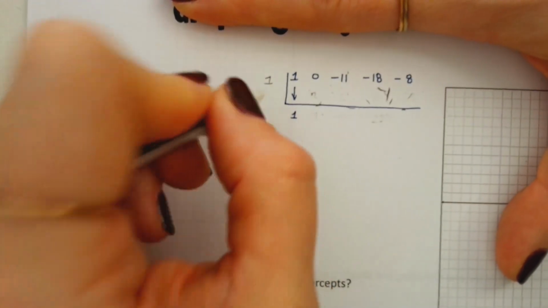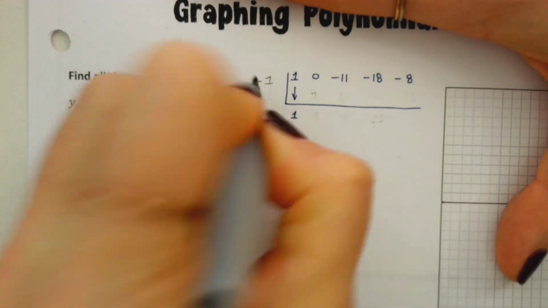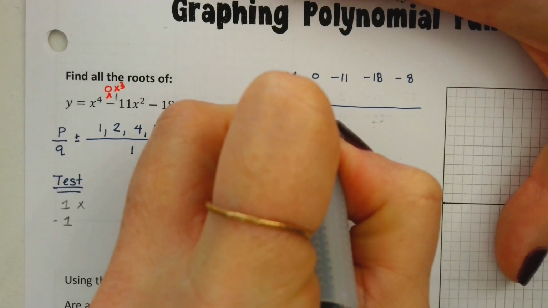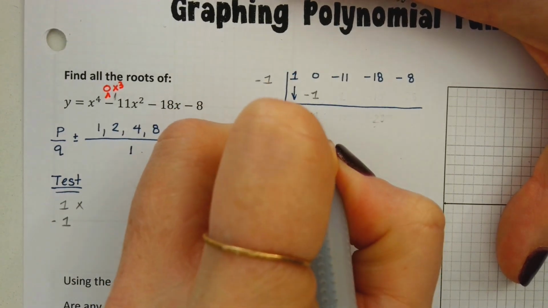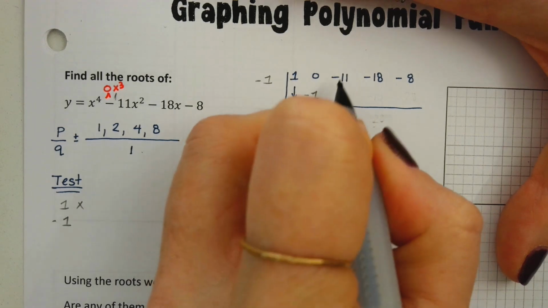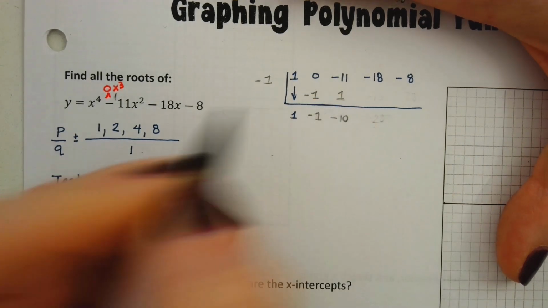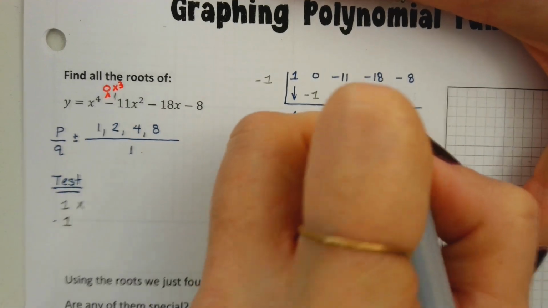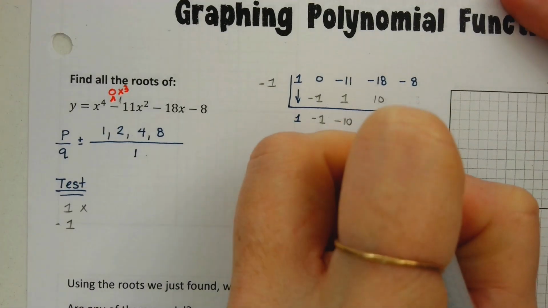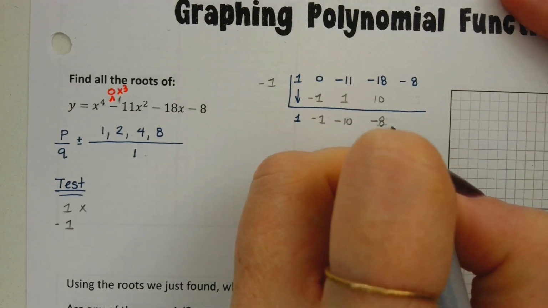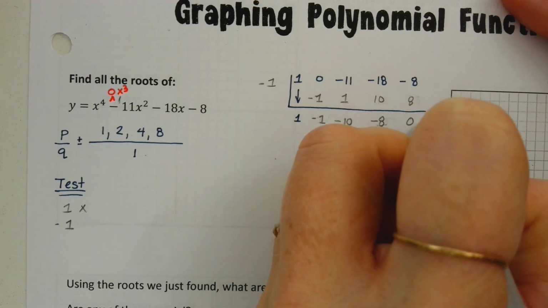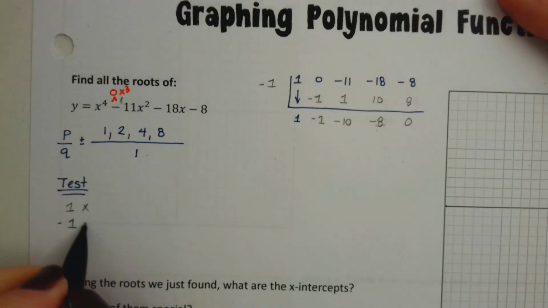Negative 1. Okay, negative 1 times 1 is negative 1. If I add, I get negative 1. Negative 1 times negative 1 is positive 1. And when we add those, we get negative 10. Negative 1 times negative 10 is 10. And what do I get when I add those two? Negative 8. This one's looking better. Negative 1 times negative 8 is 8. And when we add, we get 0. Okay, so that one does work.